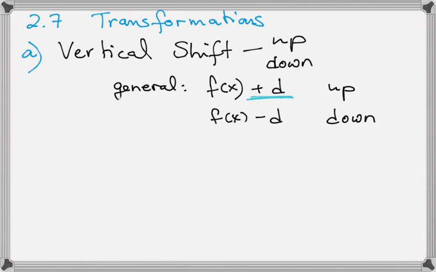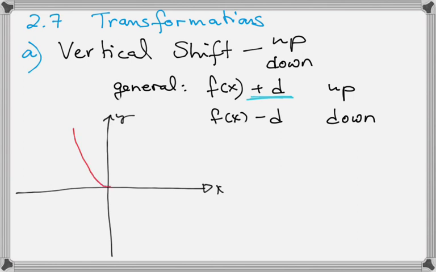Let me give you an example. Which parent function do you want to use? Give me a parent function. A square. Okay, the parabola. Why not? So here's my parent: f of x equals x squared. Point of reference with the parent function, x squared, it starts at 0, 0.